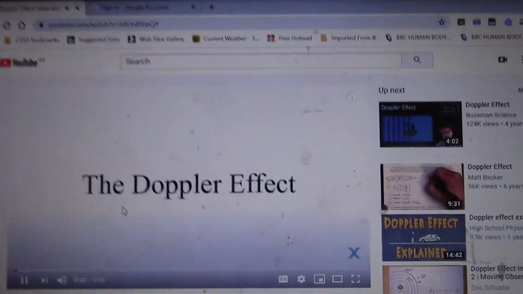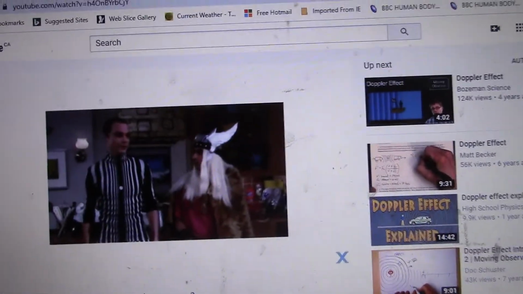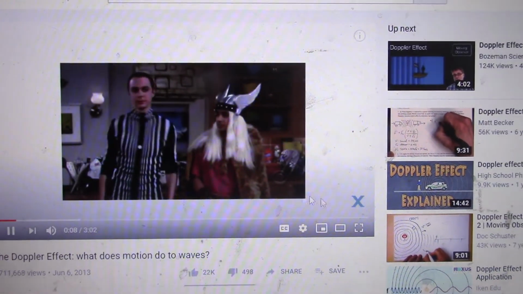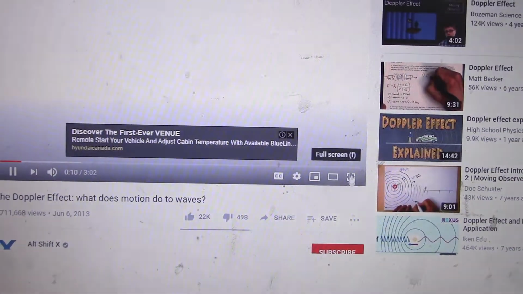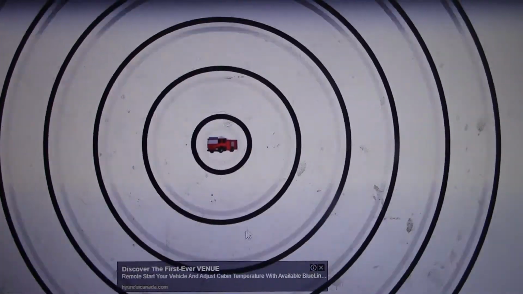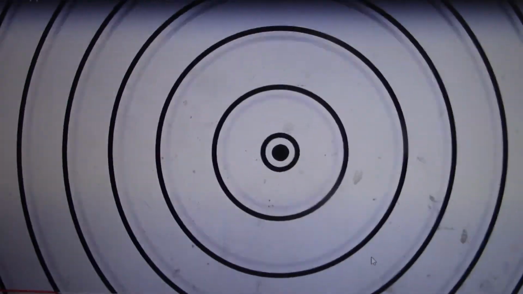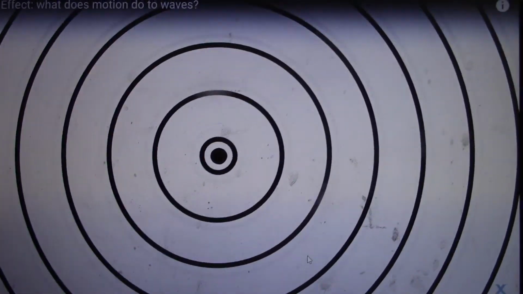Effect. In Sheldon's words, it's the apparent change in the frequency of a wave caused by relative motion between the source of the wave and the observer. The Doppler effect is perhaps best explained visually. So here's a thing that is emitting waves. It could be a fire truck emitting sound, it could be a star emitting light, it could be a duck creating ripples on a pond. Those are all waves, and they all look something like this.